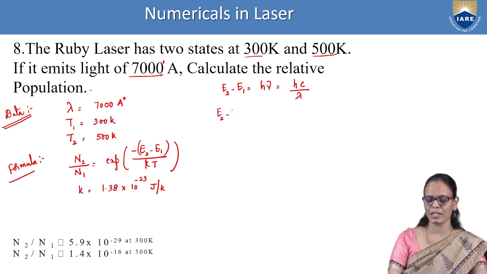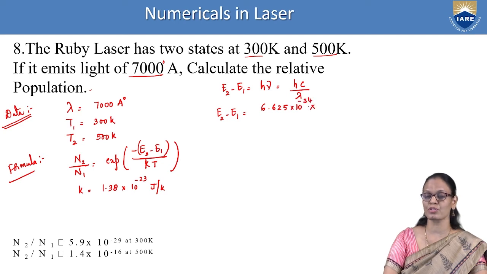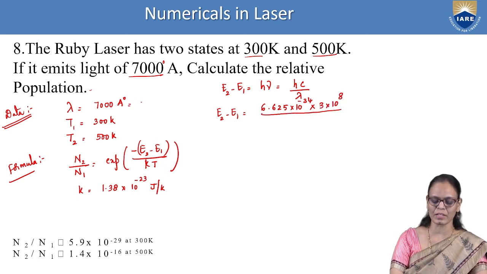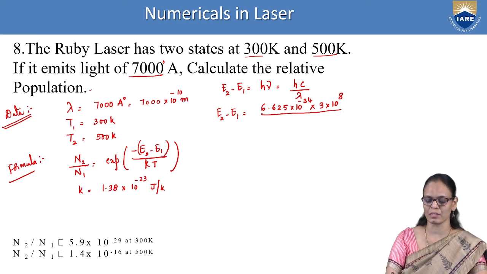So E2 minus E1 is equal to h, Planck's constant whose value is 6.625 into 10 power minus 34 joule seconds, and c is 3 into 10 power 8 upon lambda, 7000 angstrom. We will write it in terms of meter. 1 angstrom is 10 power minus 10 meters. So divided by 7000 into 10 power minus 10. This is the value of E2 minus E1. So let us substitute it here.